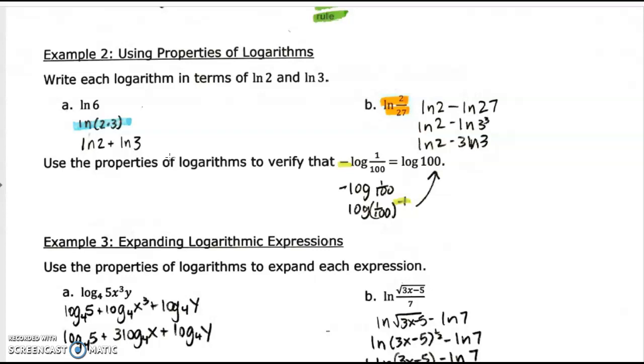And we want to get good at that because our next lesson is going to be on solving logarithmic and exponential equations. And so we'll sometimes need to be able to use these properties to condense them down into something that we can solve. So let me know if you guys have any questions.